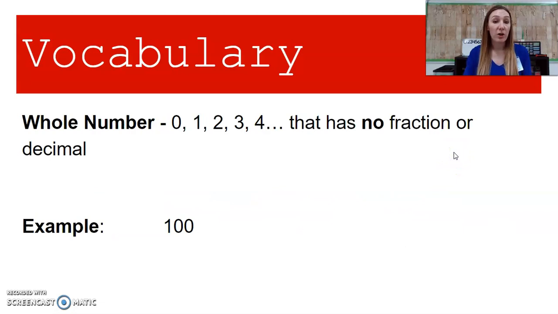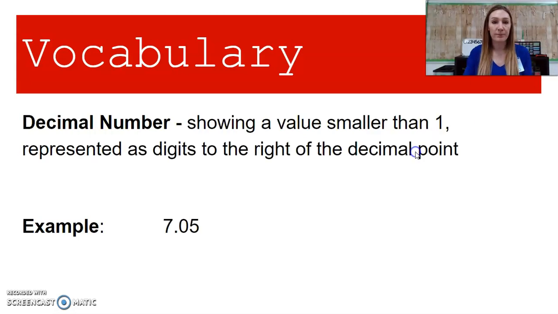Whole numbers are similar to counting numbers. They have no fractions or decimals. So an example would be 0, 1, 2, 3, 4, 20, 50, 100, 200, 1,000, 1,000,000. Those are whole numbers because they have no parts or fractions or decimals.